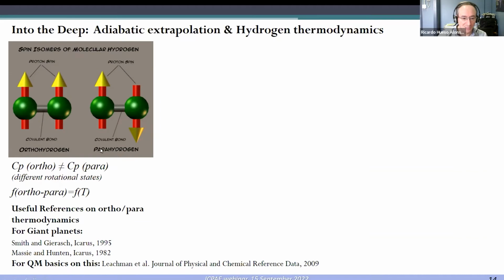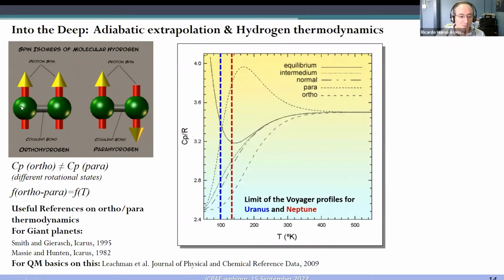orthohydrogen or parahydrogen, and the transitions between these 2 species of hydrogen are forbidden in quantum mechanics, and they can only transform from one to another when there are collisions with particles. So this means that once you have a particular distribution of ortho and parahydrogen, it's going to stay there for a long time until these hydrogens equilibrate to a particular temperature. And the thermodynamics of orthohydrogen and parahydrogen depend on temperature. If you are at low temperatures, ortho and parahydrogen have different specific heats.